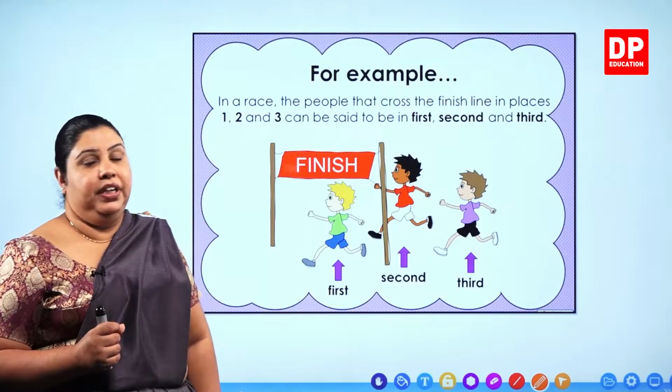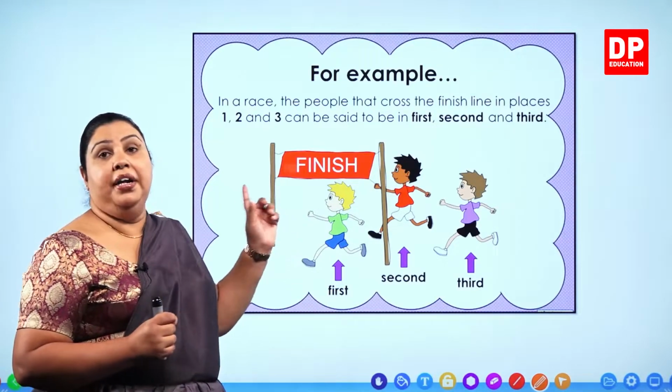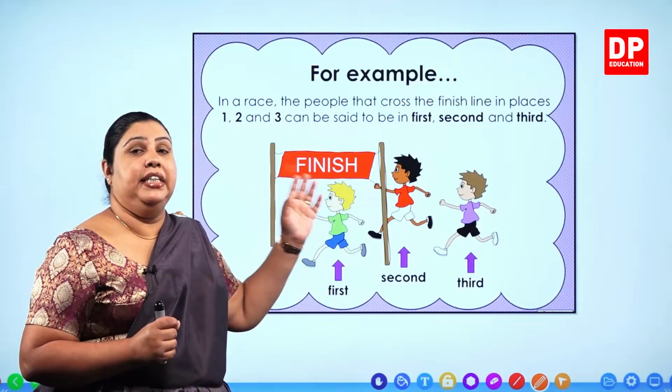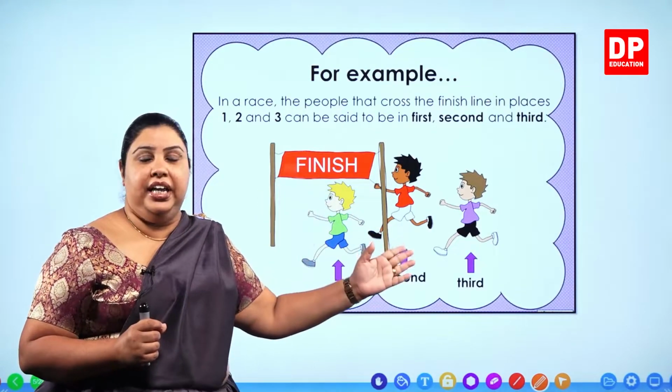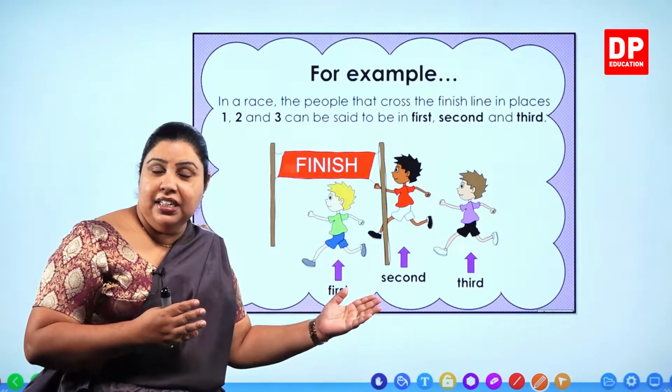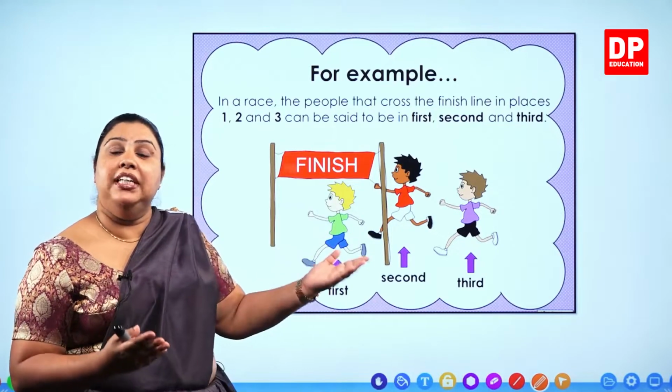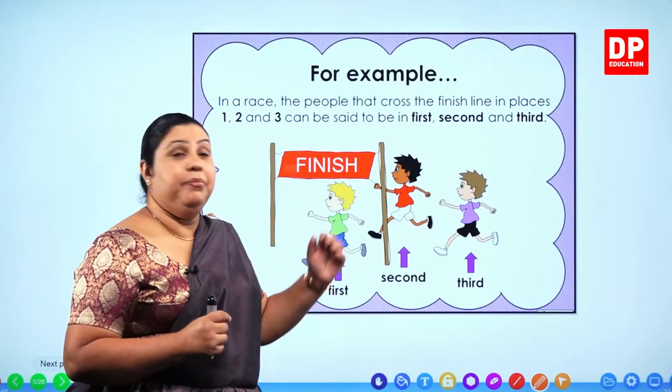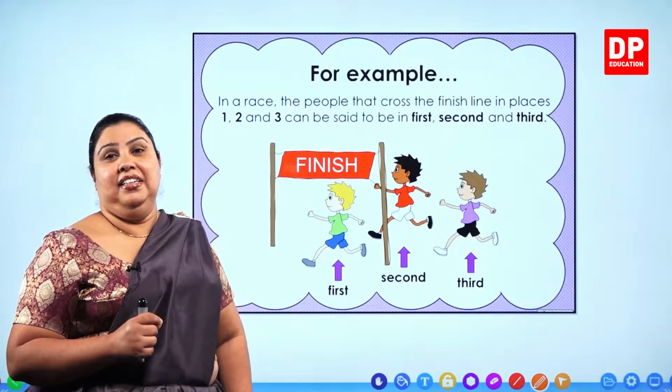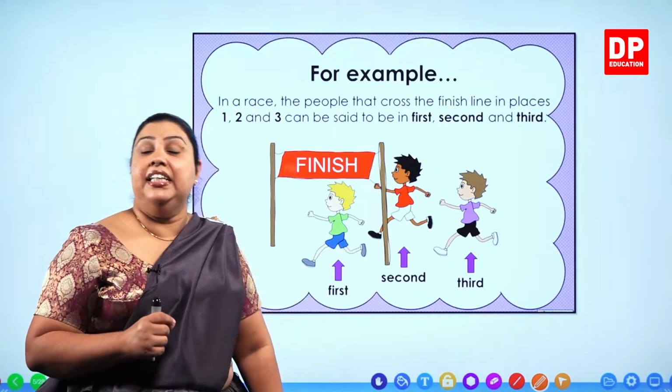Third. We don't say he is 1. We don't say he is 2. He is 3. We say he is first. He became the first in the race. And he became the second in the race. And he became the third in the race.